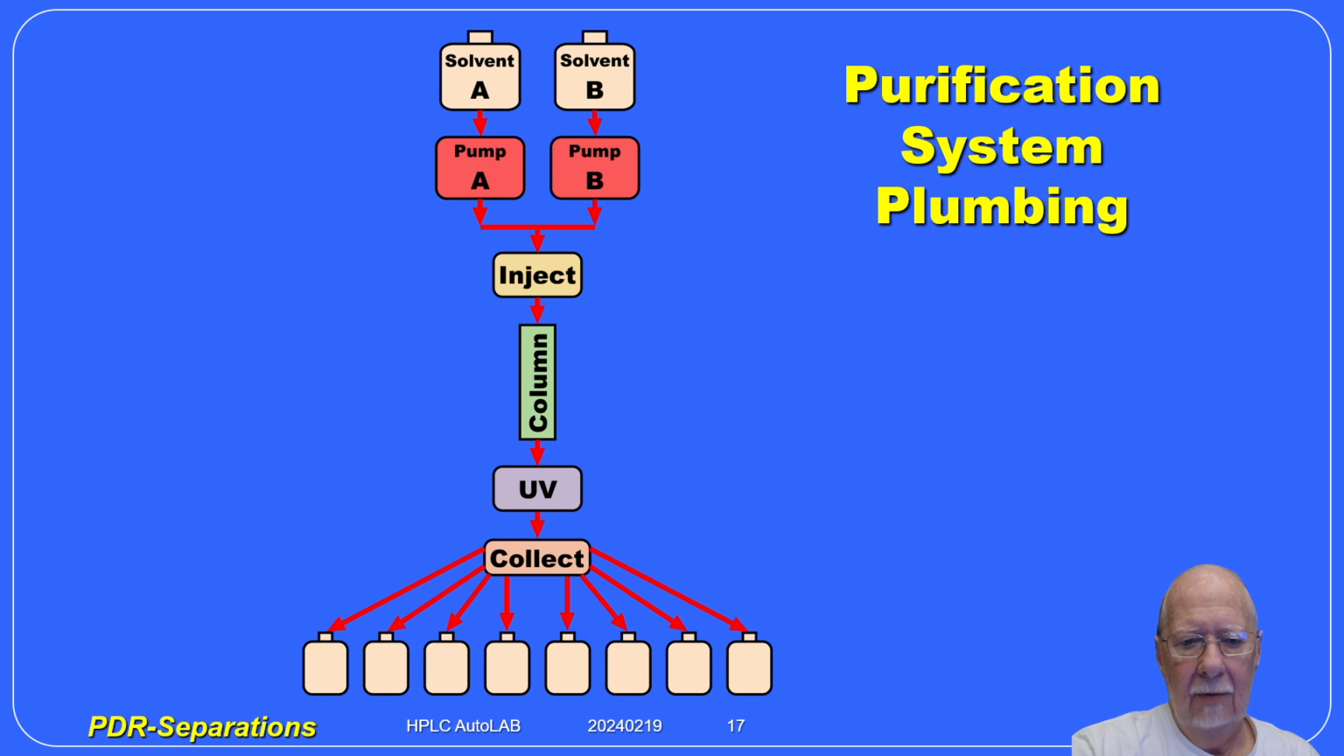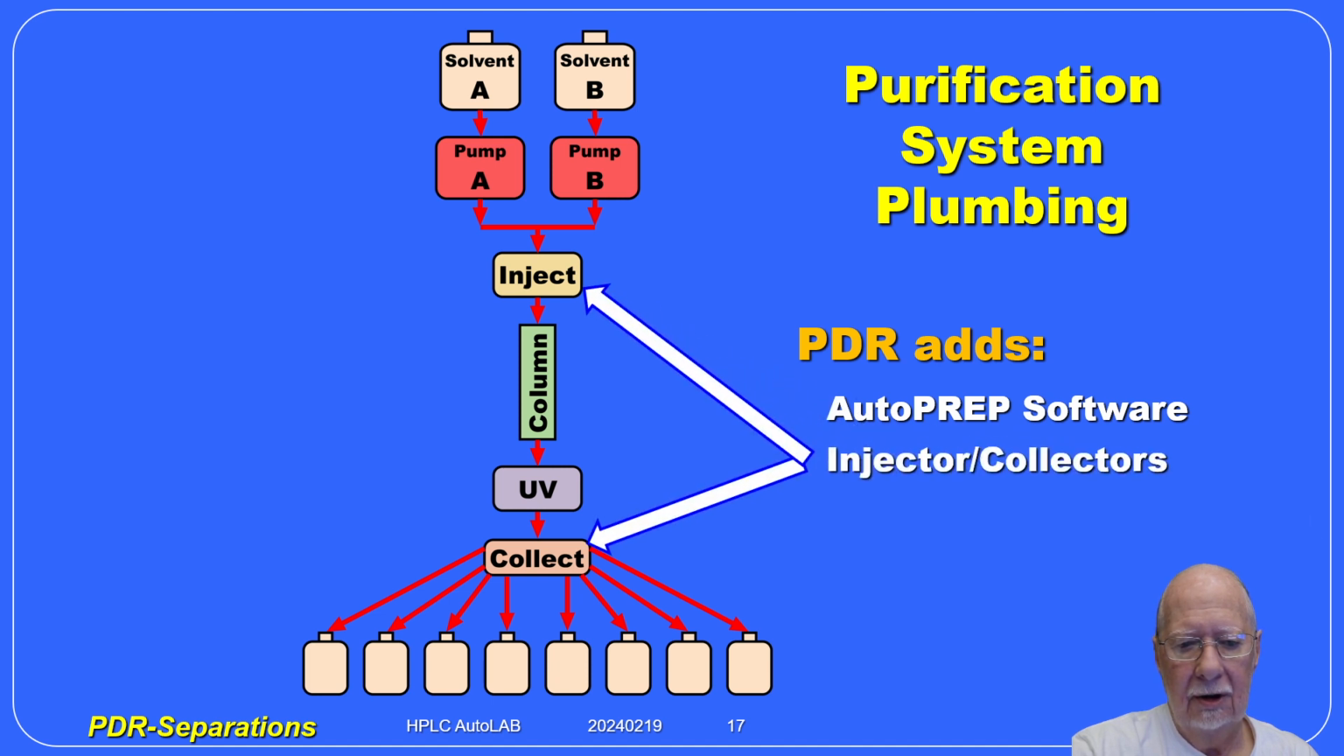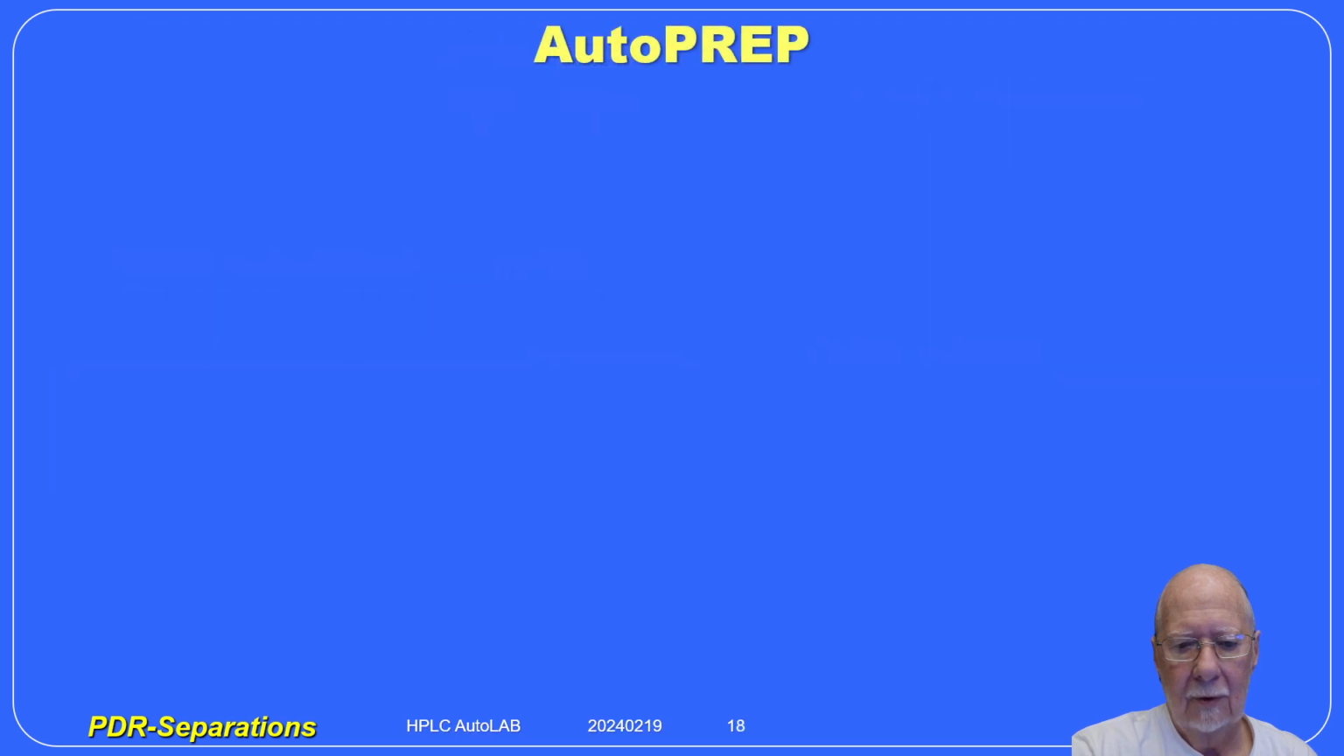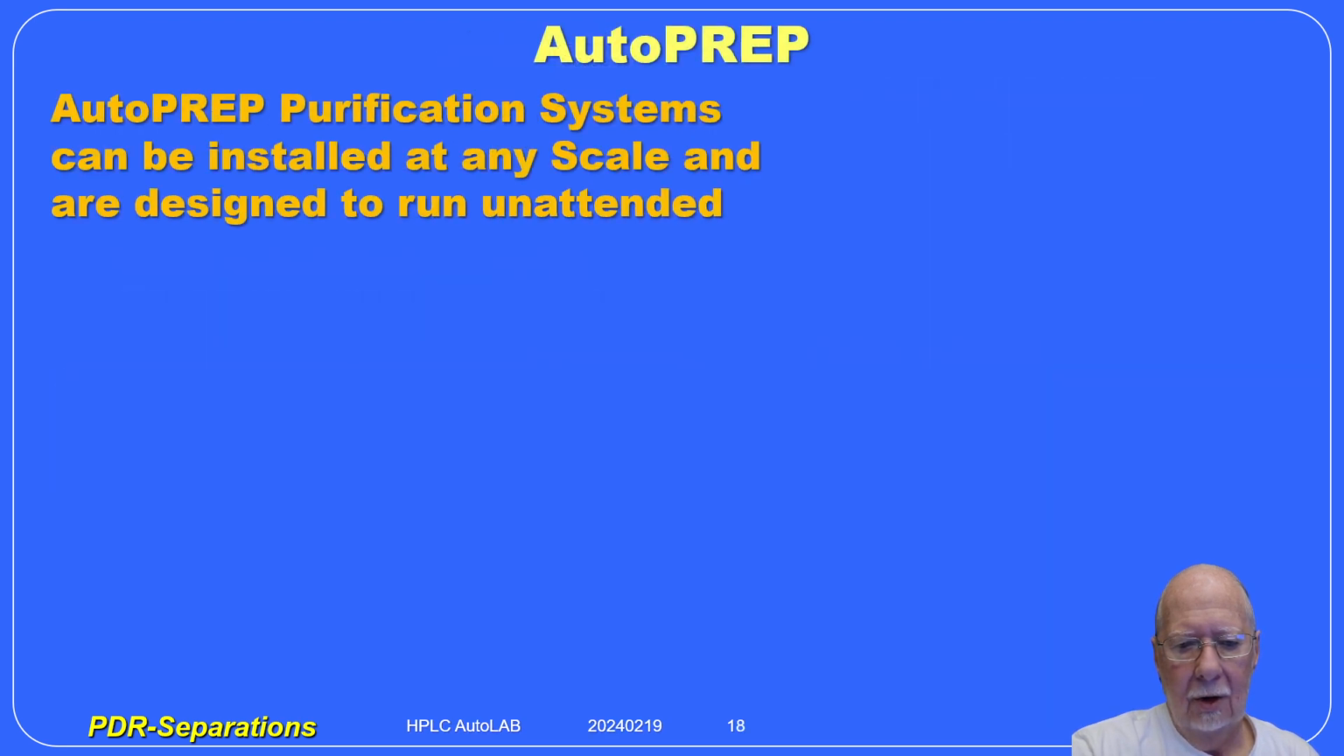Here's a diagram of a purification system. PDR adds AutoPREP software, injector collectors. Now there are many collection ports and methods can be changed while running. AutoPREP purification systems can be installed at any scale and are designed to run unattended.